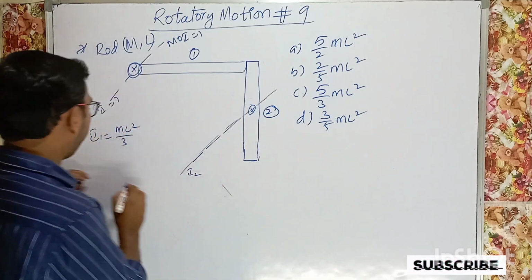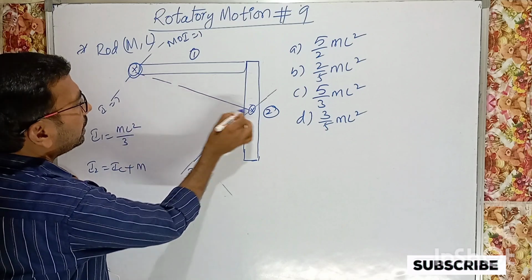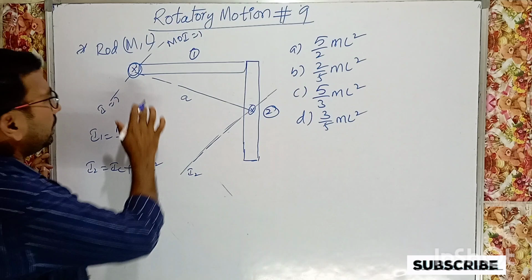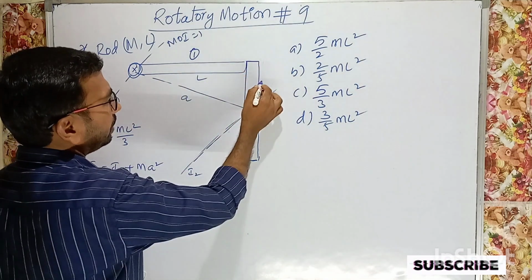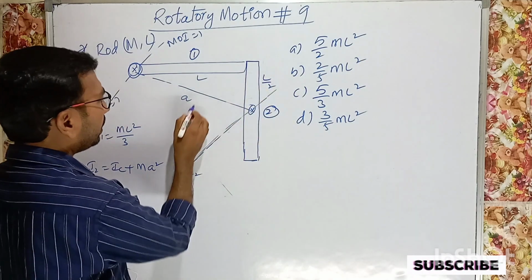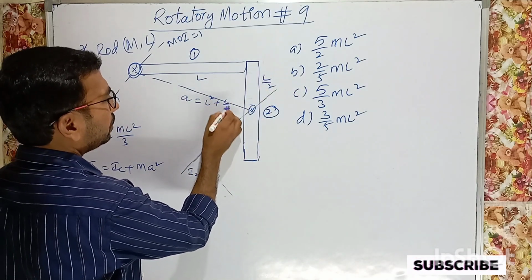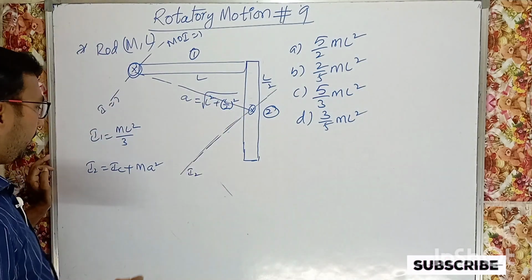I2 is equal to I. So the distance from here to here, I will consider as A. What about here? Here to here length is L, and this length up to the COM is L by 2. So what about A here? A is the square root of L square plus L by 2 whole square, by the Pythagoras theorem.